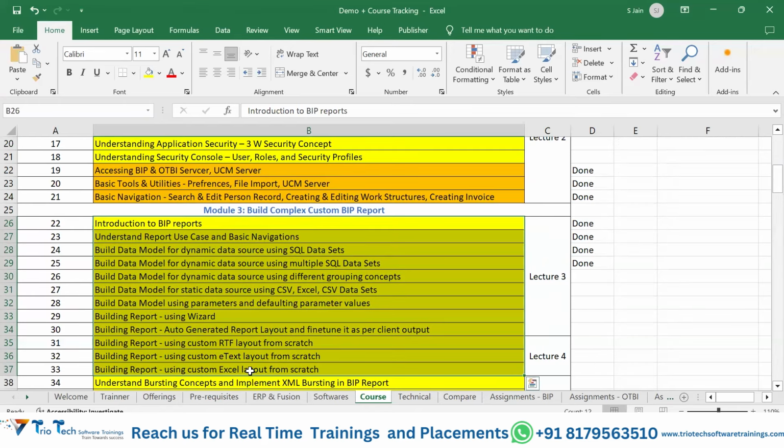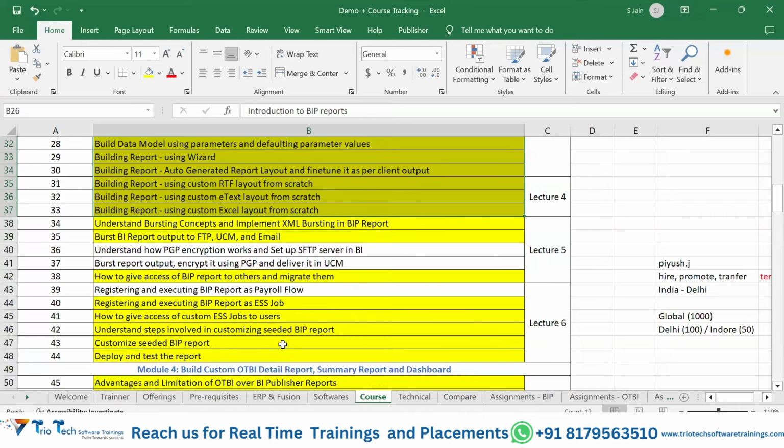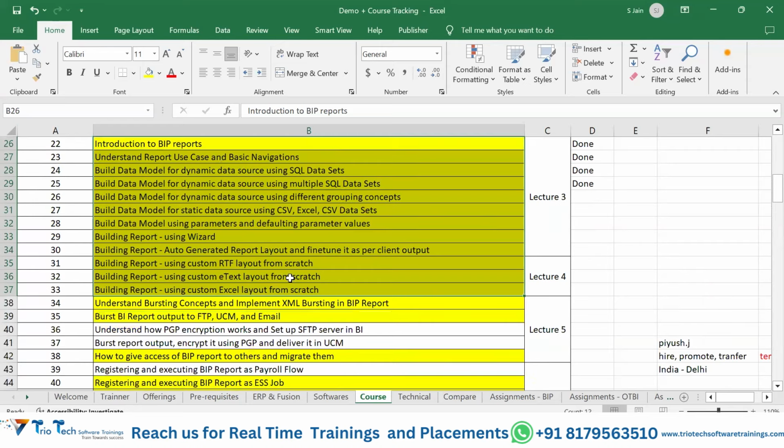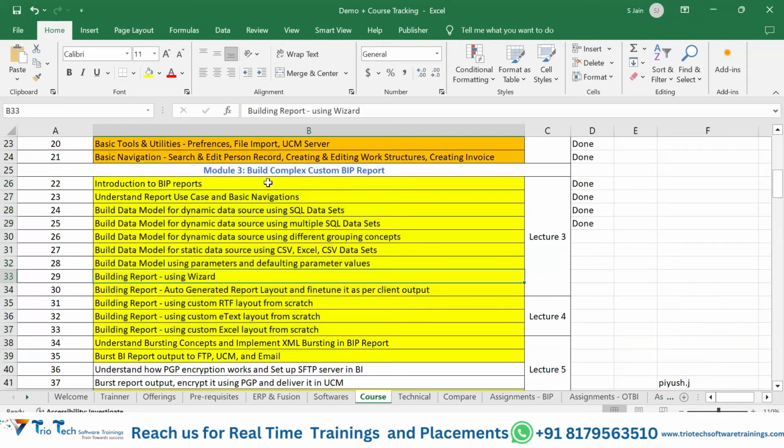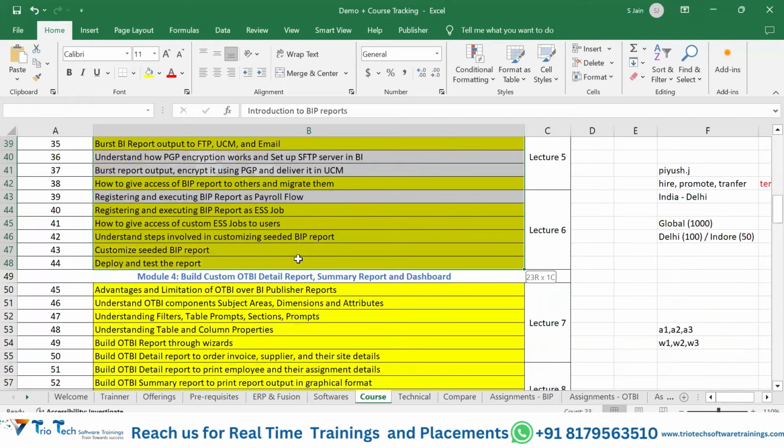BIP report is one of the major tools, guys. 90% of the work of every technical consultant is working in the BIP tool. Okay, so guys, all the real-time concepts about the BIP tool we will be covering in this particular course content.